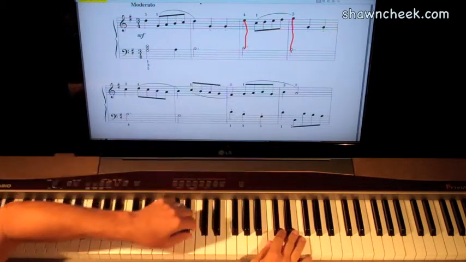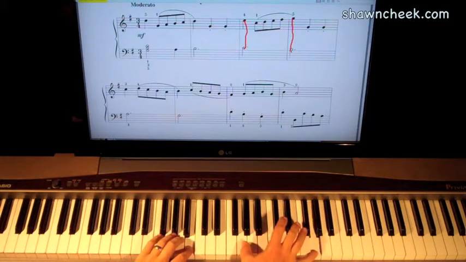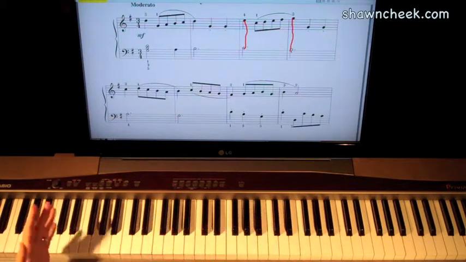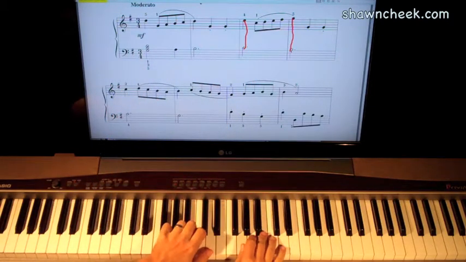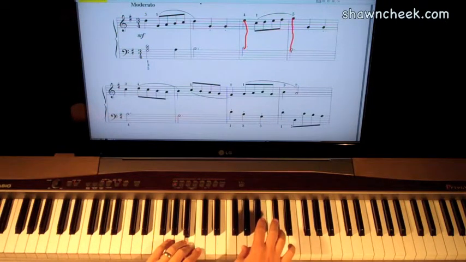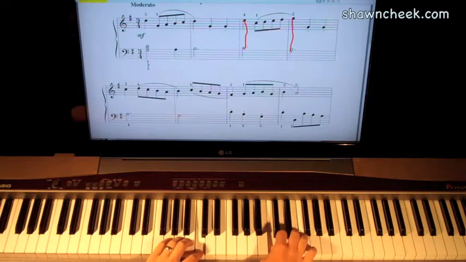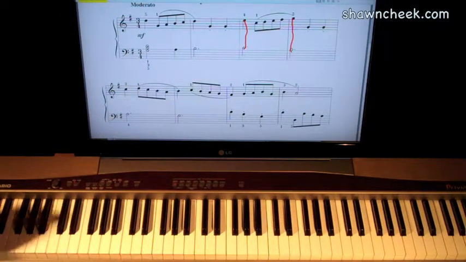Now let's try these two measures. One and two and three and one, two, three. So we have four measures. Let's try all four measures. Okay, you ready? Ready, go. One, two, and three and one, two, three. One, two, and three and one, two, three. Now let's try to finish up at least this section here.